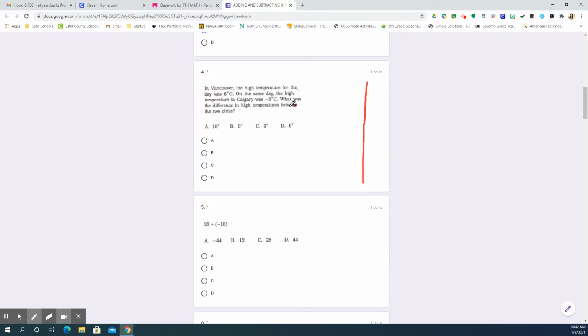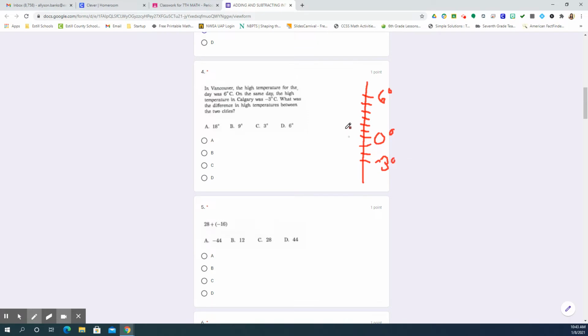So it says in Vancouver, the temperature for the day was 6 degrees. So I'm going to put a 0 right here, 0 degrees, and then say 1, 2, 3, 4, 5, 6. Okay, that was the high for that day. And in Calgary, it was -3. So 1, 2, 3. -3 degrees.